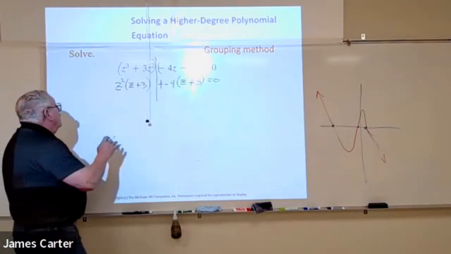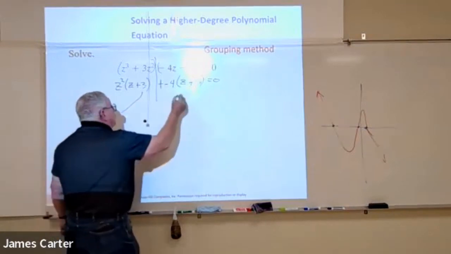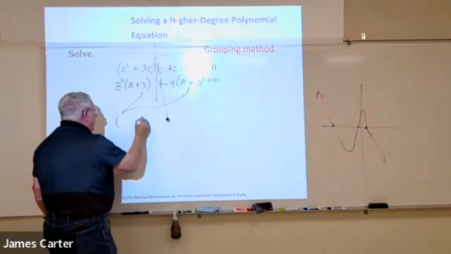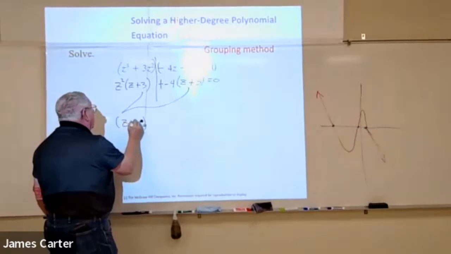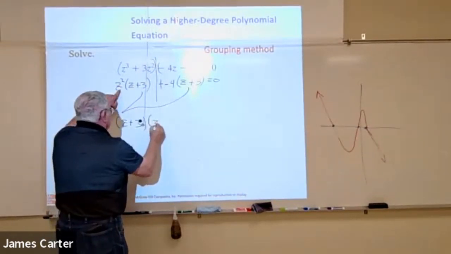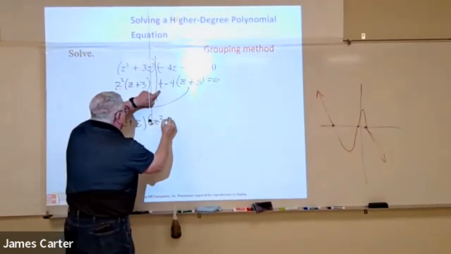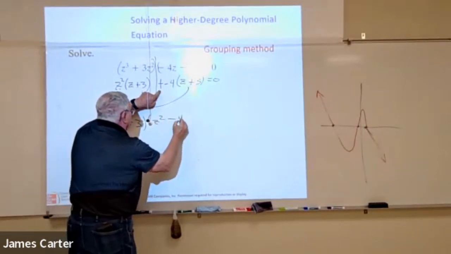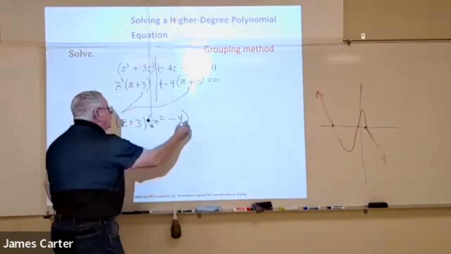Okay. Well, I've got this common term here that I can pull out. Right? What do I got left? Z squared minus 4 equals 0.